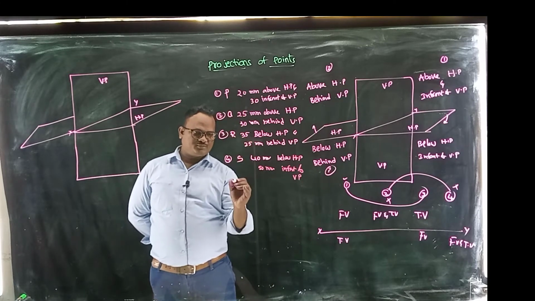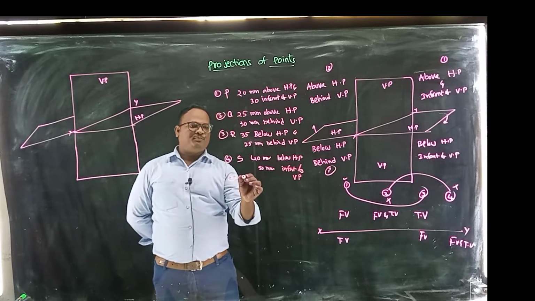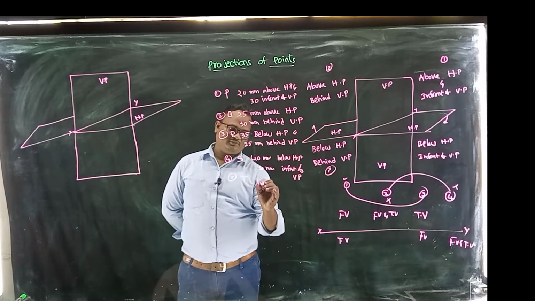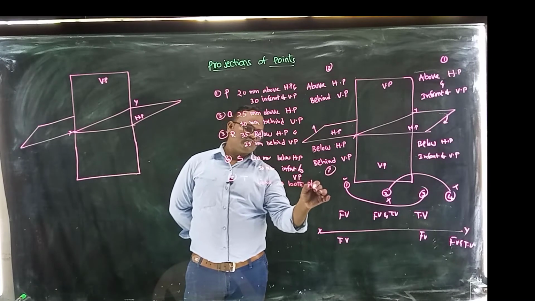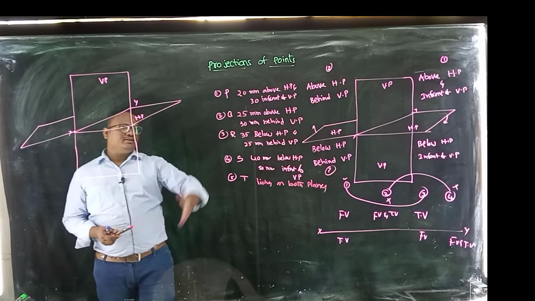Coming to the next point, point 5, that is nothing but point T, lies on both planes, lying on both planes. So like this way they will give questions. Okay, so like this way you will get questions.